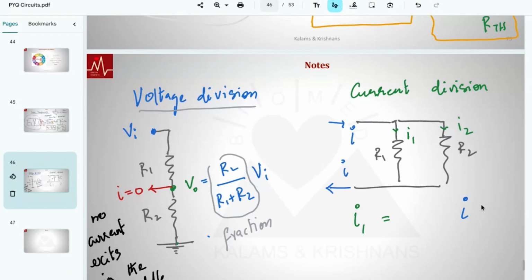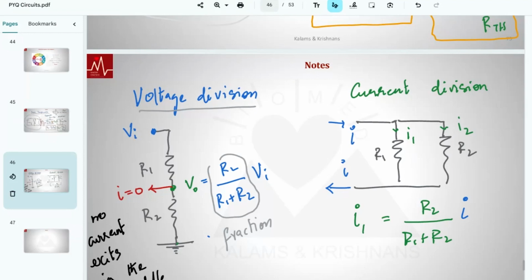Again, the term that you're going to have here is R1 plus R2 in the denominator. But the bigger the resistance, the lesser the current. Bigger R1, smaller is I1. There is more resistance to current flow. So what flows through R1 is proportional to the other resistance.